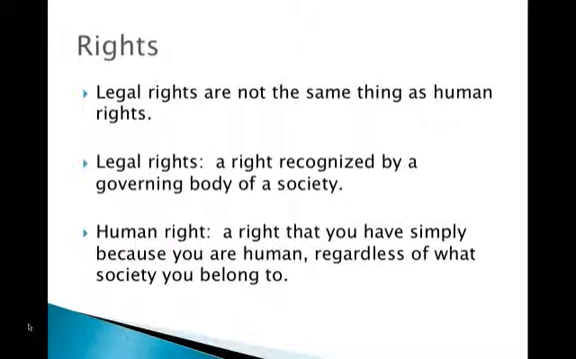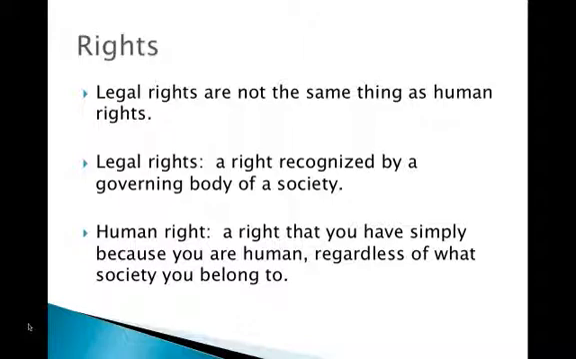If the legislature decides that we have the right to health care, we have the right to health care. If they vote against it, we don't. Legal rights change based on who's in government, basically. They change throughout time and place. I have a legal right to drive on the right side of the road, and I do not have a legal right to drive on the left-hand side of the road, for example.